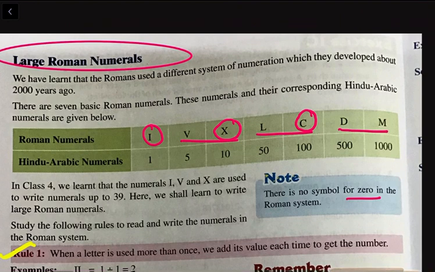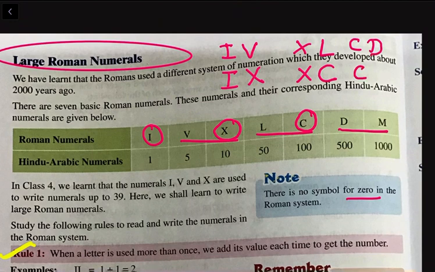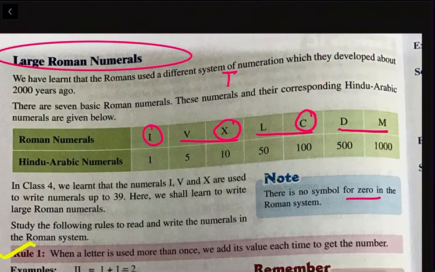It means we can write I on the left hand of V. We can write I on the left hand of X. Similarly, we can write X on the left hand of L, and X on the left hand of C. Similarly, we can write C on the left hand of D, and C on the left hand of M. This is the basic rule.